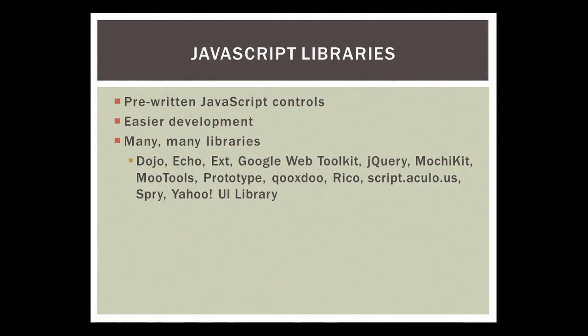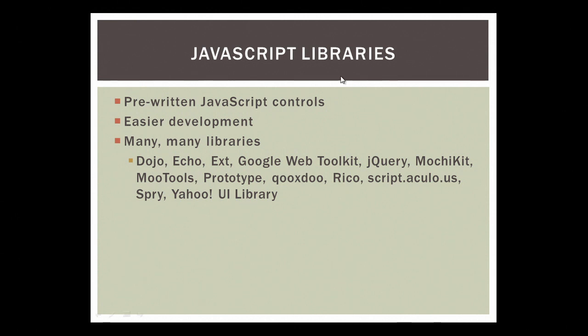So once JavaScript started becoming more popular, a lot of libraries were developed and released, open source, people contributing back to the development community. And what it did was it allowed you to write your type of JavaScript against this framework, and then the framework would handle all the browser irregularities and all that kind of stuff. And there's just a ton of them. Dojo, Google Web Toolkit, jQuery, all kinds of stuff. Some of them, I don't know if they're still around or not. I'm sure they are.